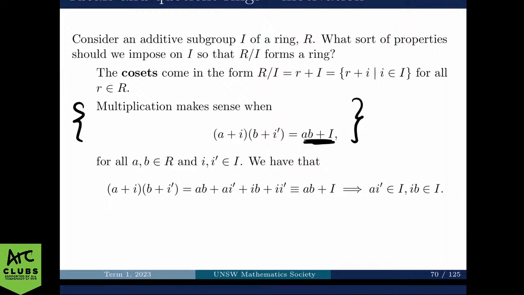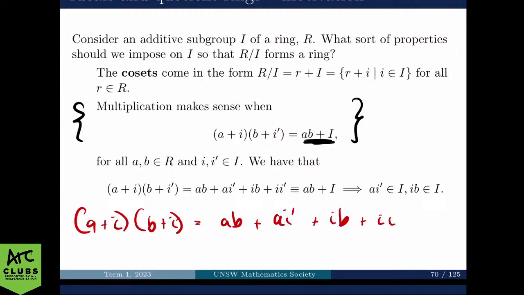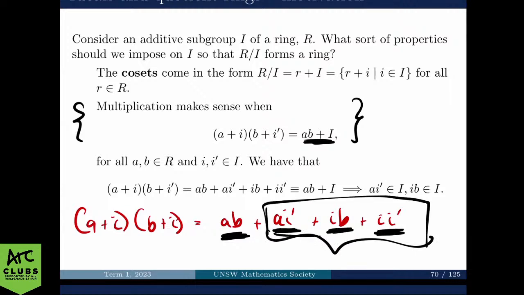In order for that to be true, if you expand this general expression, (A plus I)(B plus I'), you get AB plus AI' plus IB plus II'. Basically, we've got AB plus all of these other elements, which means that AI', IB and II' all need to be elements of I. So essentially, this is the concept of an ideal.